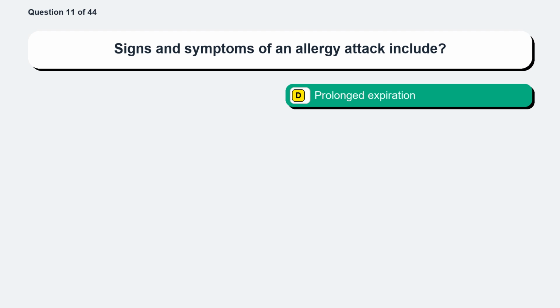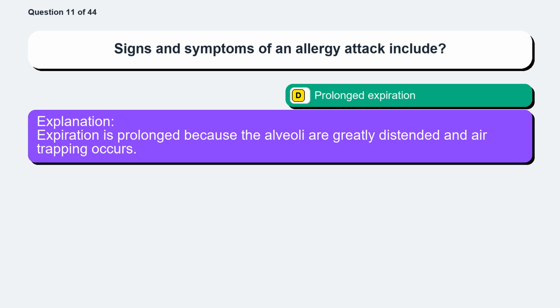The correct answer is option D. Prolonged expiration. Expiration is prolonged because the alveoli are greatly distended and air trapping occurs.